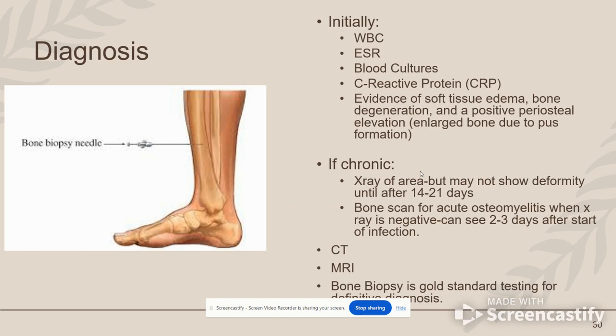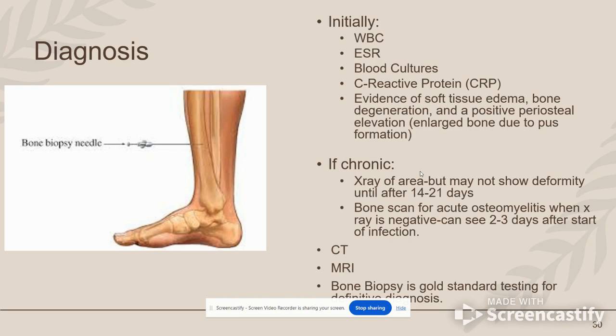So initially when the patients come in, we're going to do white blood cells. They obviously will be increased due to infection. The ESR is the indicator for inflammation. The sed rate will be elevated. The CRP can indicate inflammation, normally elevated in the first 7 days of infection. Blood cultures will be positive.